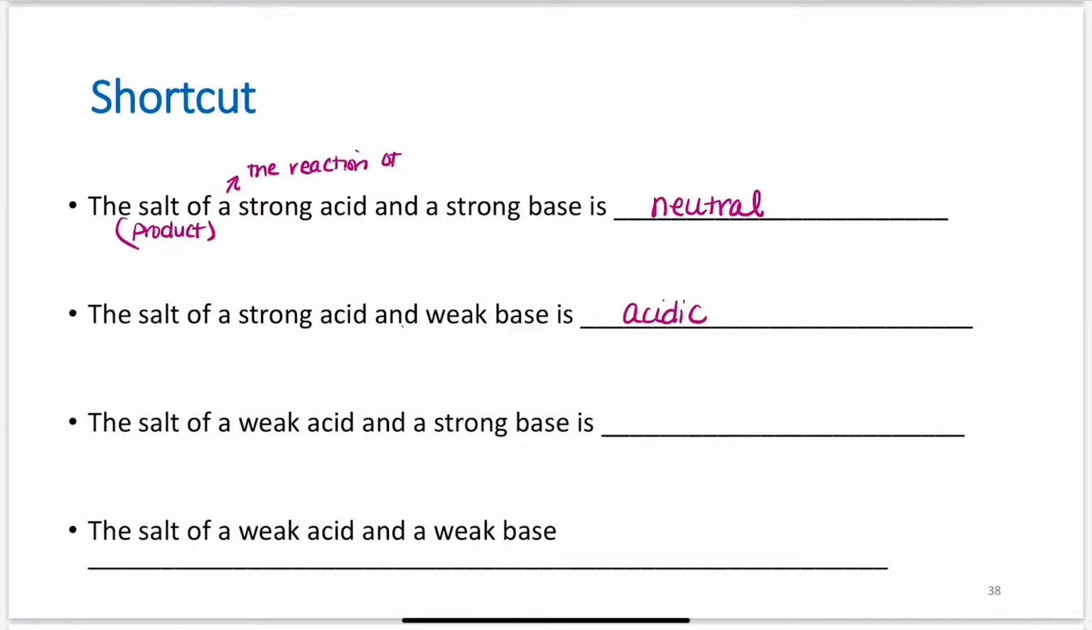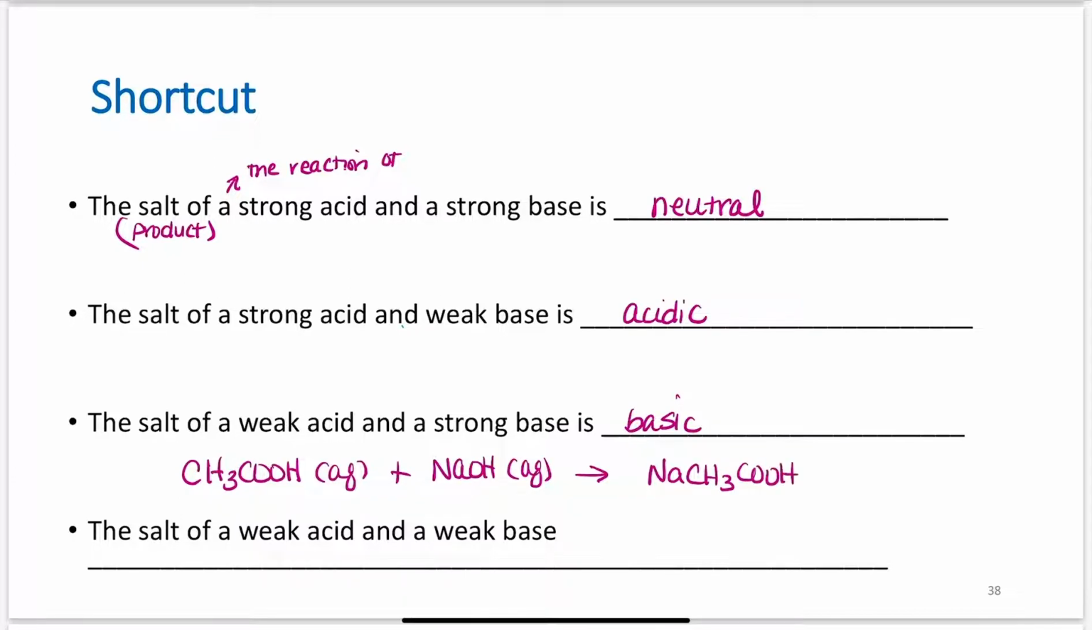The salt of a weak acid and a strong base will always be basic. So here, let's look at acetic acid again. CH3COOH plus NaOH. If I swap partners here, I'm going to form NaCH3COOH plus water. Water doesn't care. This further splits apart into sodium ions and acetate ions.